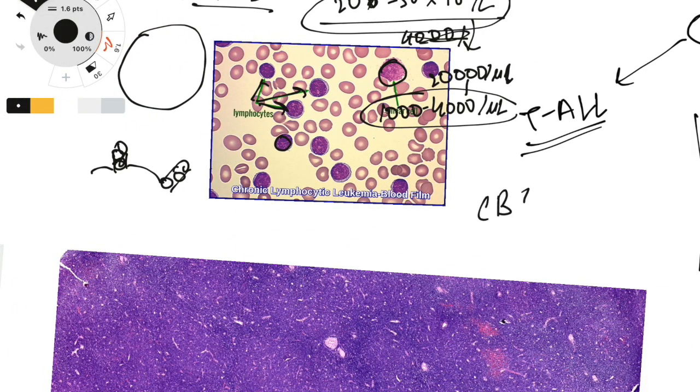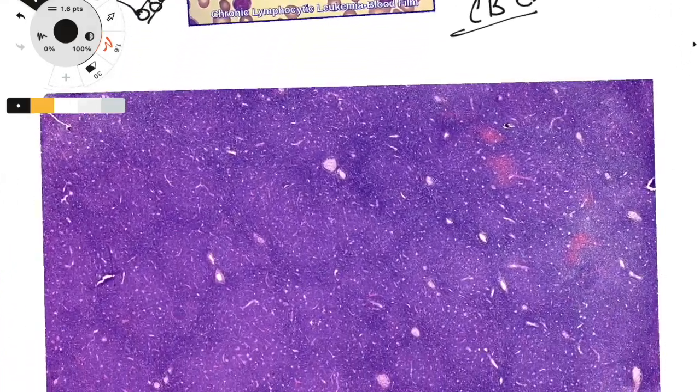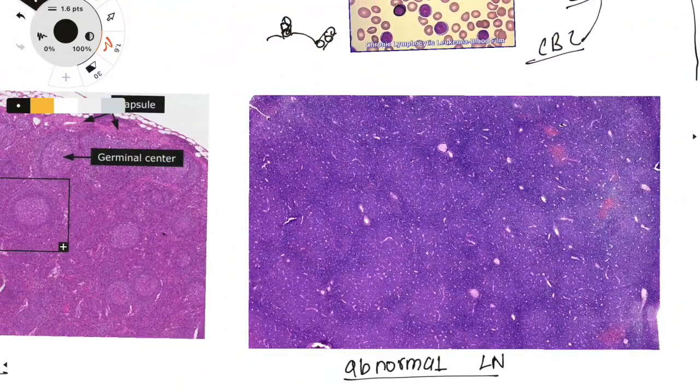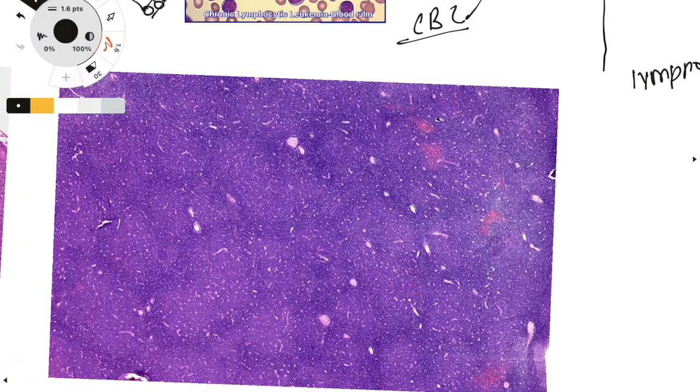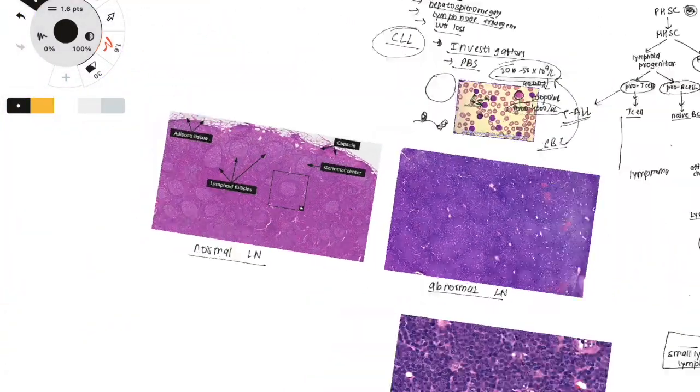Now we can also do a CBC, just like I told you, and here we will see an elevated lymphocyte count, which will be up to 20 to 50,000 per microliter. And you can also do a lymph node biopsy, where you will get effaced lymph node architecture. I mean the lymph nodes.